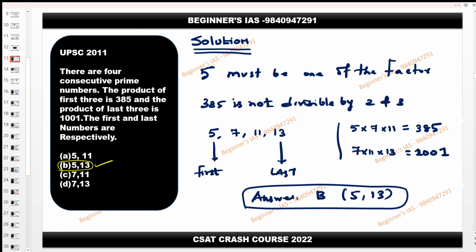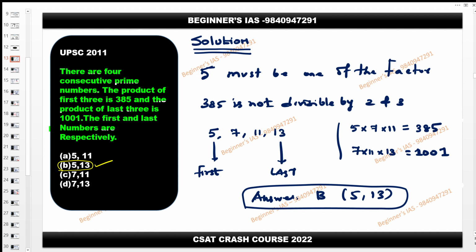So this is the first question. Here there are four consecutive prime numbers. This was asked in UPSC 2011. The product of the first three is 385. Then the product of the last three is 1001. The first and last numbers are respectively?